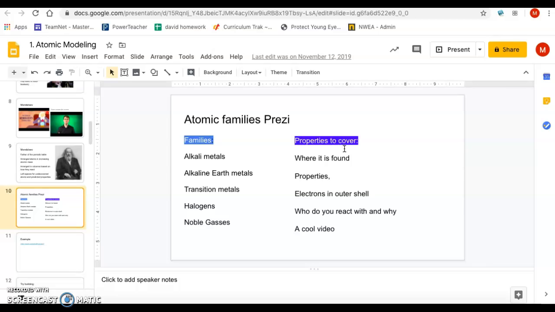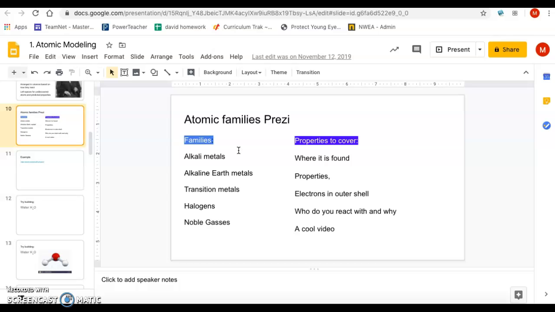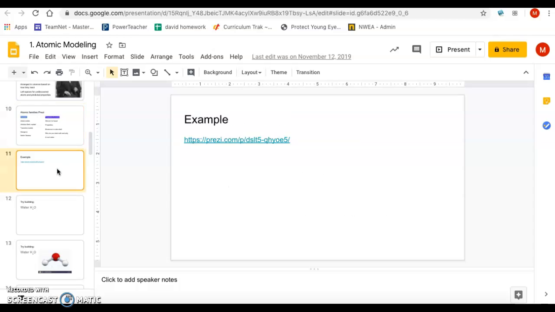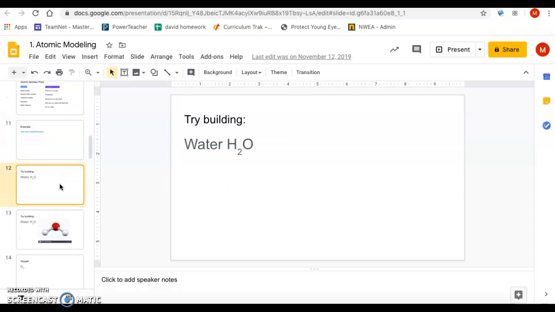In their Prezi, they had to cover where it's found, what the properties were, how many electrons are in the outer shell, who they react with, and why. And they needed some guidance in this to figure it out, and they had to find a cool video having to do with their family. And there are so many great videos out there having to do with fire in these families, so they had a lot of fun with that. Okay, we showed the Prezis to each other just to learn about it a little bit more, and you'll see that later on. Let's see here. There's an example Prezi from me.